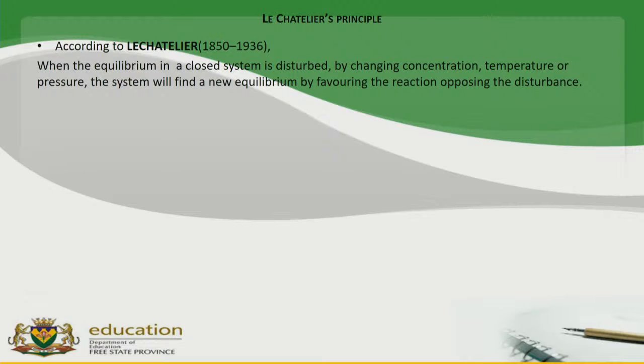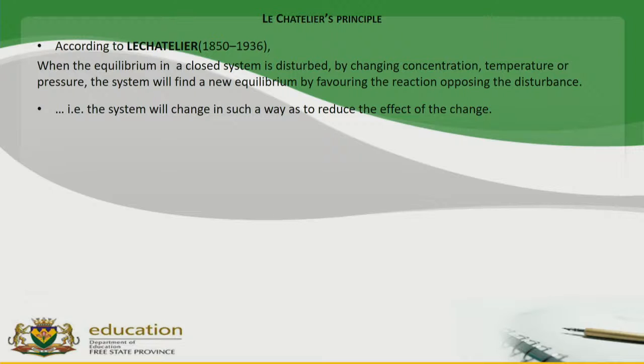Fine. Now, after equilibrium is reached, it is there that we start talking about Le Chatelier's principle. According to Le Chatelier, when equilibrium in a closed system is disturbed by changing concentration, temperature, or pressure, the system will find a new equilibrium by favoring the reaction that opposes the disturbance. Now, the system will change in such a way as to reduce the effect of the change. So remember, we are now at equilibrium, where the concentrations of the reactants and products remain constant. Now what you do is either change the concentration of the reactants or the products, or change the temperature or the pressure. So a change in any of these three factors will disturb the equilibrium.